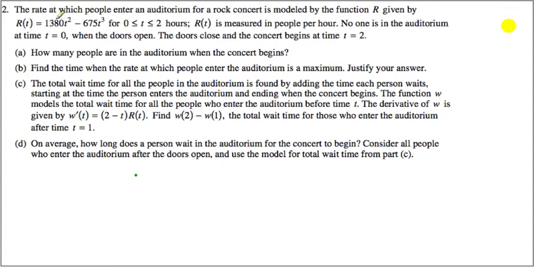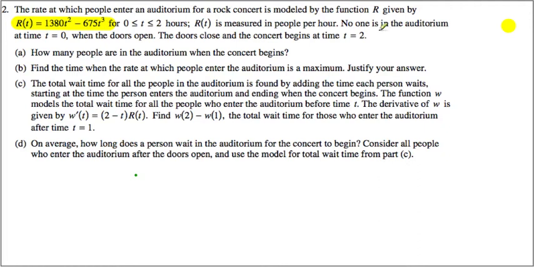Now, first, R of t, that's the first function that's given to us right over here. What does that talk about? It measures people per hour. It talks about the rate, in other words, at which the people enter the auditorium. So R of t talks about the rate of the people going into the auditorium.